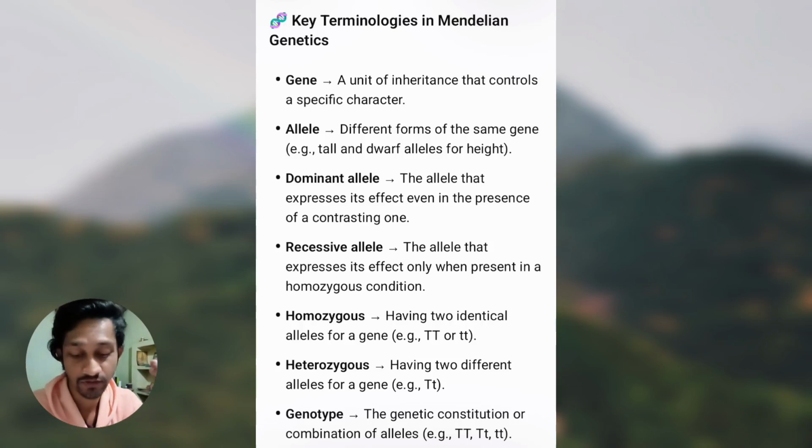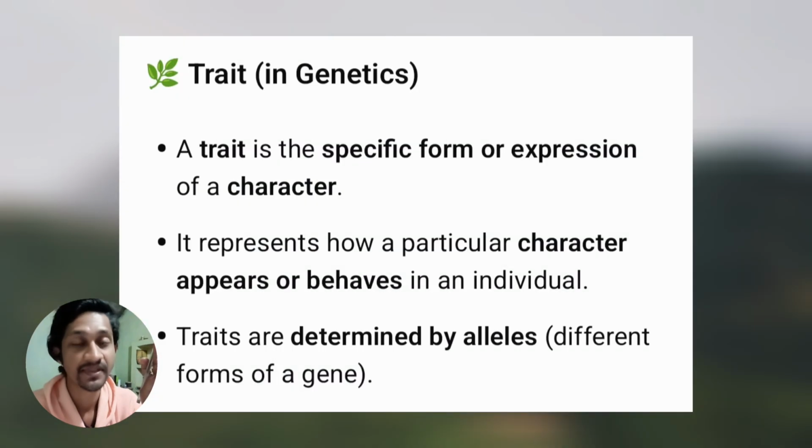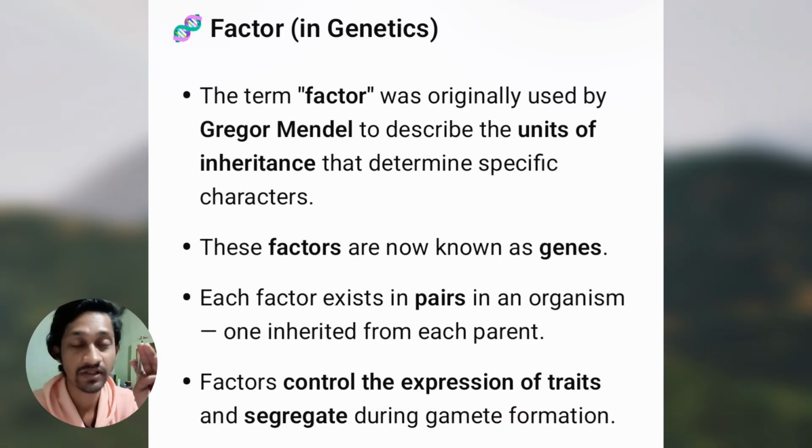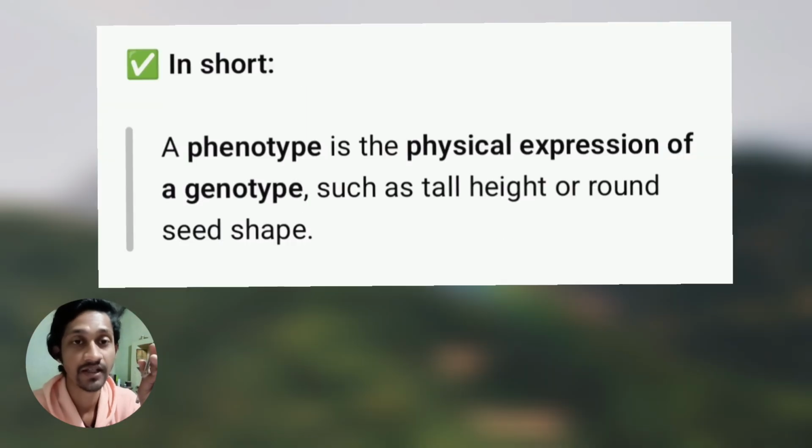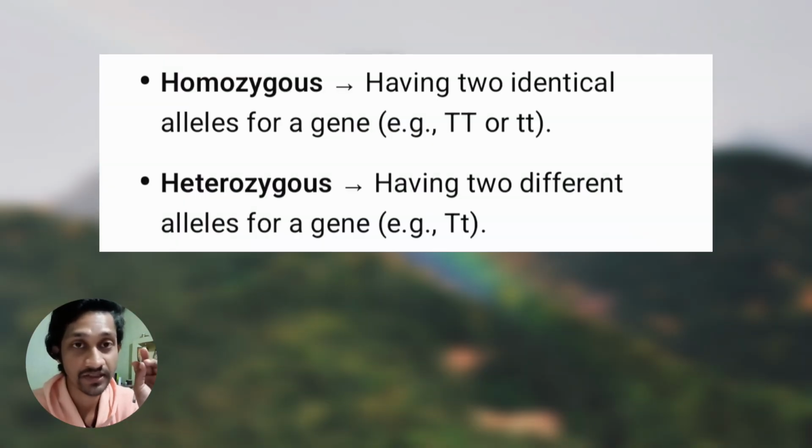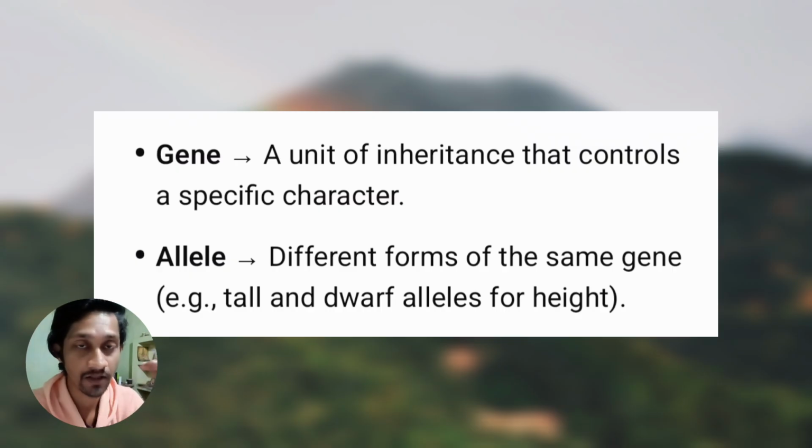So today we are going to discuss the terminologies used in Mendelian genetics. The first terminology is what is character, then what is trait, then what is factor, then what is genotype, what is phenotype, what is homozygous, what is heterozygous, then what is locus, then what are the alleles.